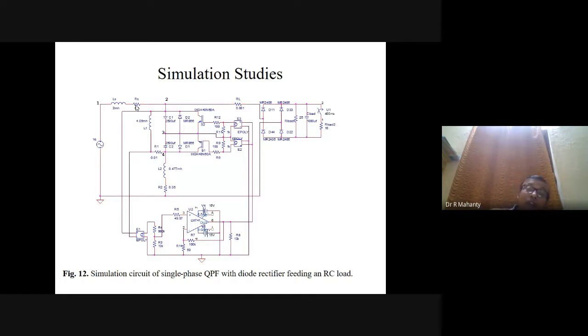When you design a system, you would like to test it for the worst case. And for this worst case, we have taken a diode rectifier feeding RC load, where the capacitance value is intentionally made very large, of the order of 1000 microfarad, and let us see what is happening in the circuit.